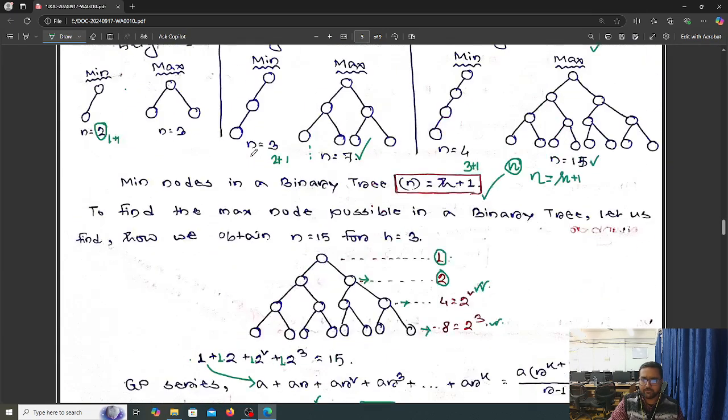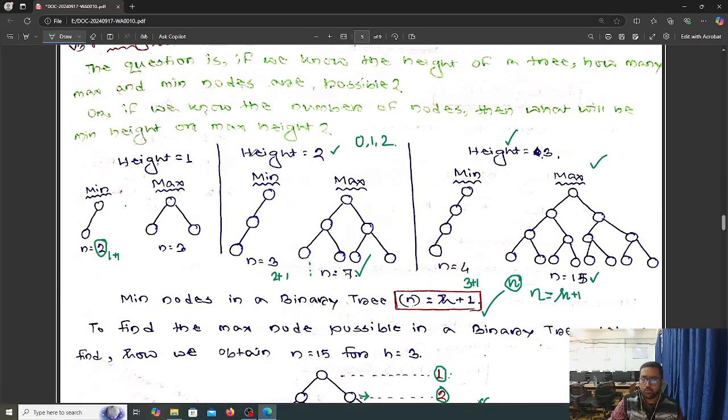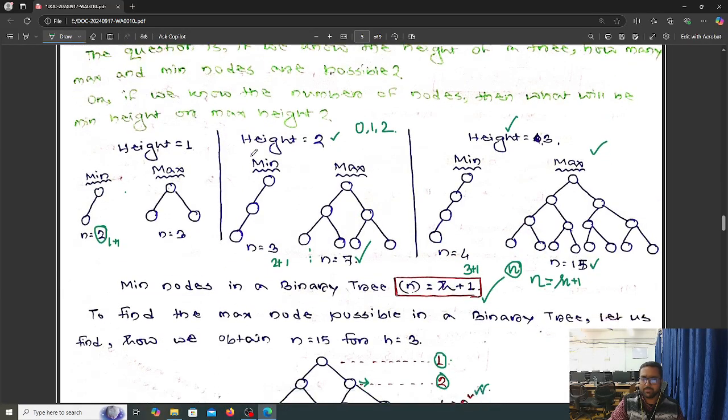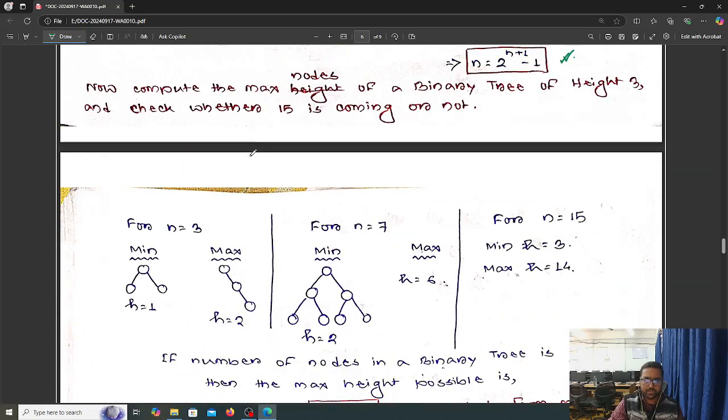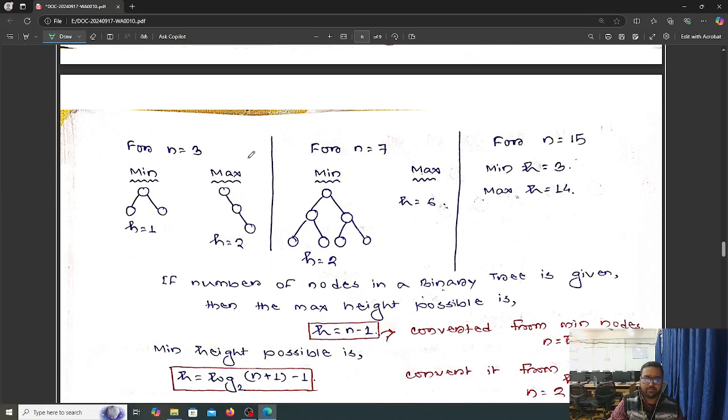If we know the height of a binary tree is 4, what should be the minimum number of nodes and what should be the maximum number of nodes? Okay, try to find it. Similarly, suppose we know the number of nodes, what should be the minimum height and maximum height?